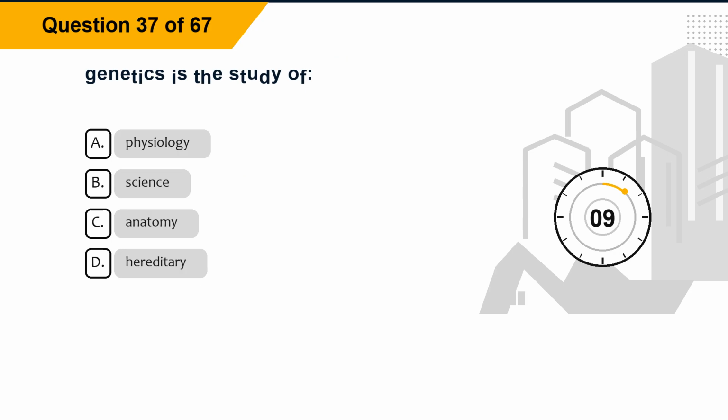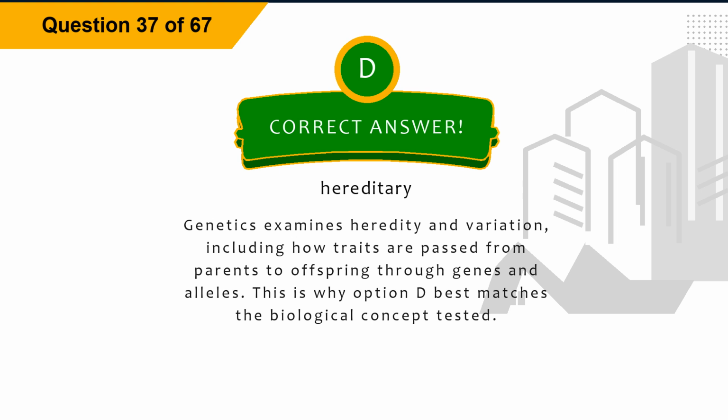Question 37. Genetics is the study of: Option A, physiology. Option B, science. Option C, anatomy. Option D, hereditary. The correct answer is option D, hereditary.